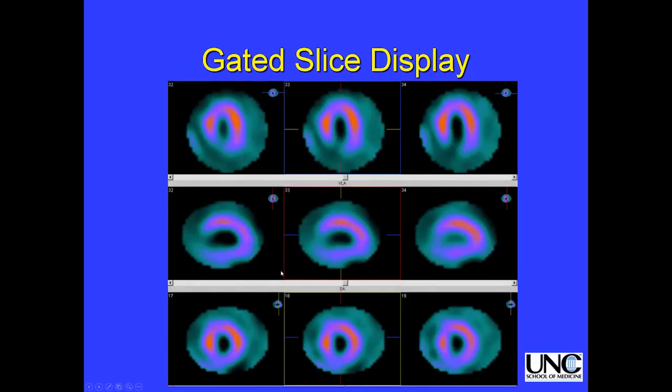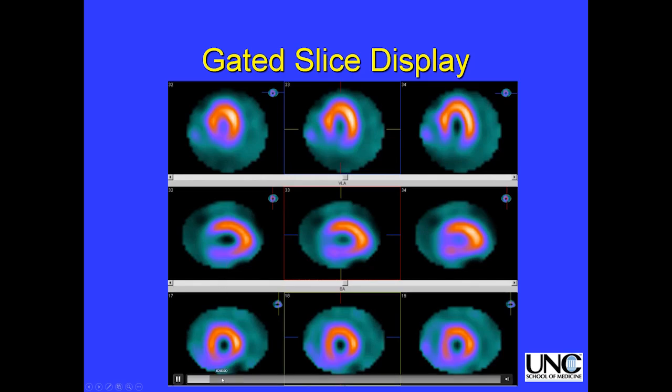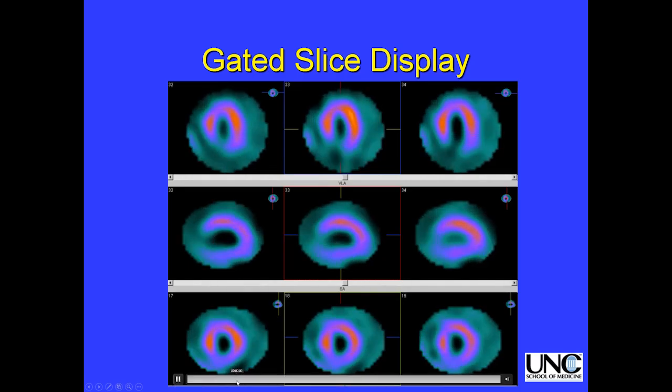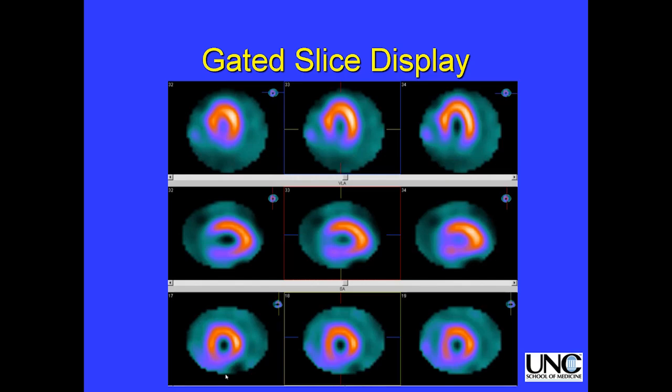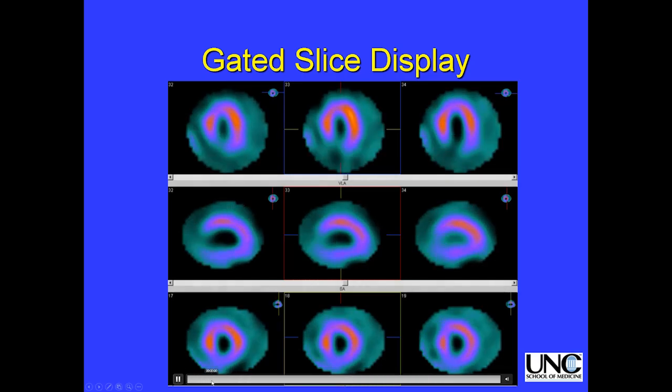So for example, this is just an example of a gated study where the myocardium is, you can see the walls moving, but you can also see the thickening of the walls, individual walls, which show the relatively normal thickening that we see here, and relatively good wall motion. Cavity size is somewhat fine, but you don't really catch much of what's going on in the RV and other things.